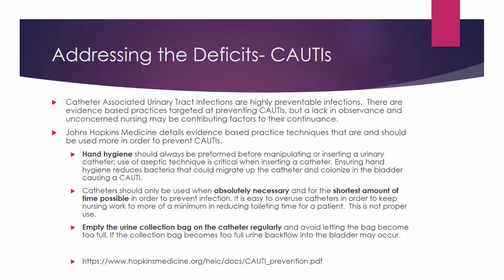Ensuring hand hygiene reduces bacteria that could migrate up the catheter and colonize in the bladder or upper urinary tract, causing a CAUTI. Catheters should only be used when absolutely necessary and for the shortest amount of time possible in order to prevent infection. It is easy to overuse catheters in order to keep nursing work to more of a minimum in reducing toileting time for patients. However, this is not proper use.